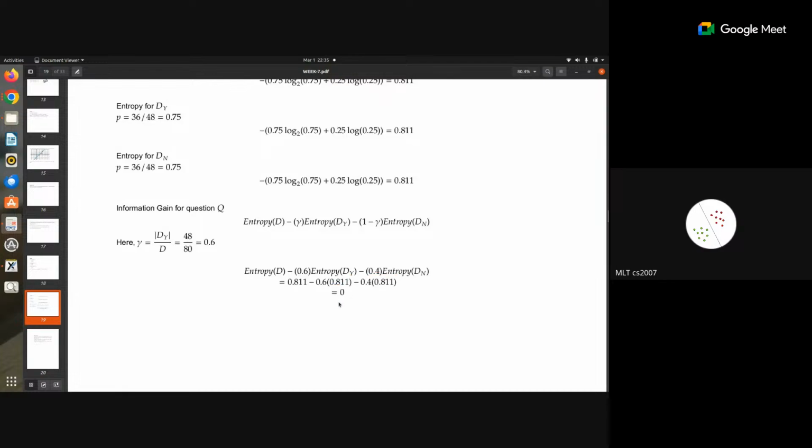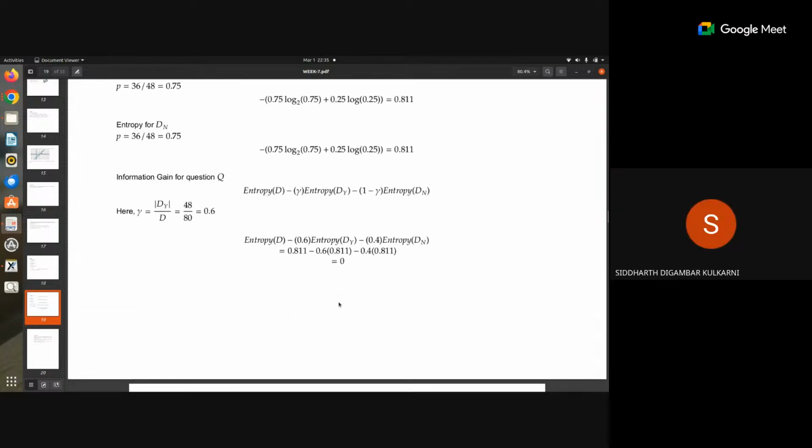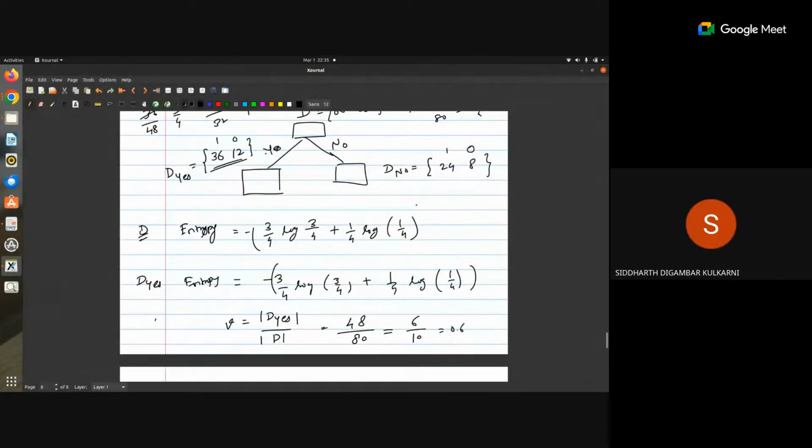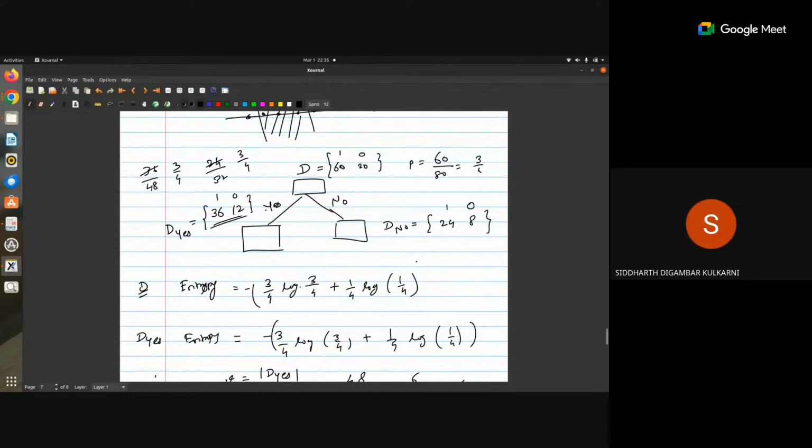So you don't need to calculate here, because all three entropies are the same. We get information when the entropy is reduced by splitting on that question from the original entropy. This does not depend on gamma either. Gamma can be anything, but the information gain will still be 0. Gamma only quantifies how much you are getting.